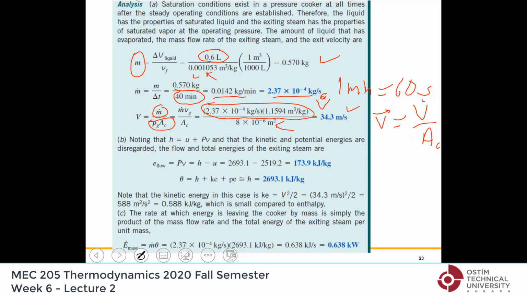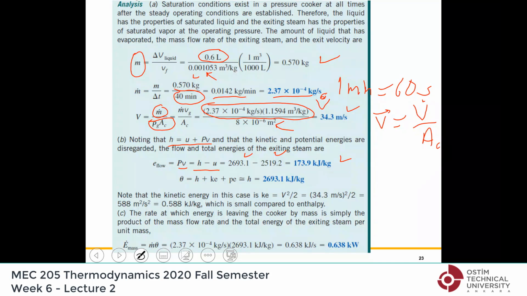And the flow energy is not listed separately, but since h is u plus Pv, Pv is h minus u, right? And you can read from tables and get these values there. We never do it in practice, but this is just to understand what flow energy is.